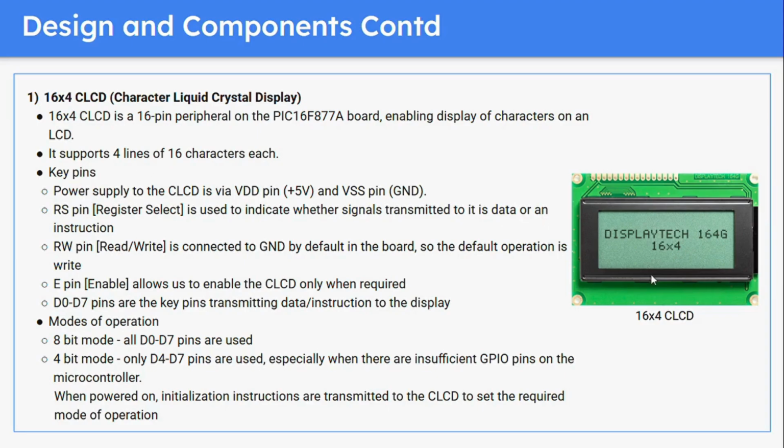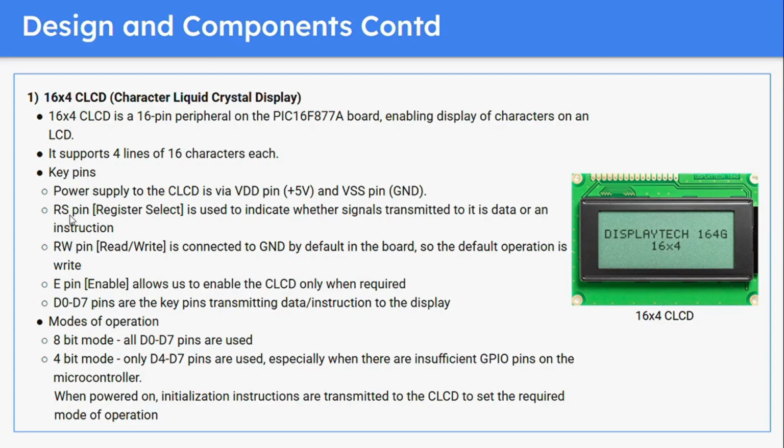The CLCD is a 16-pin peripheral on the PIC16F877A board, and it enables us to display characters on an LCD. It supports 4 lines of 16 characters each. The key pins are the power supply pins, the RS pin, the read-write pin, the enable pin, and the data or instruction pins. The power supply includes the VDD pin and the VSS pin.